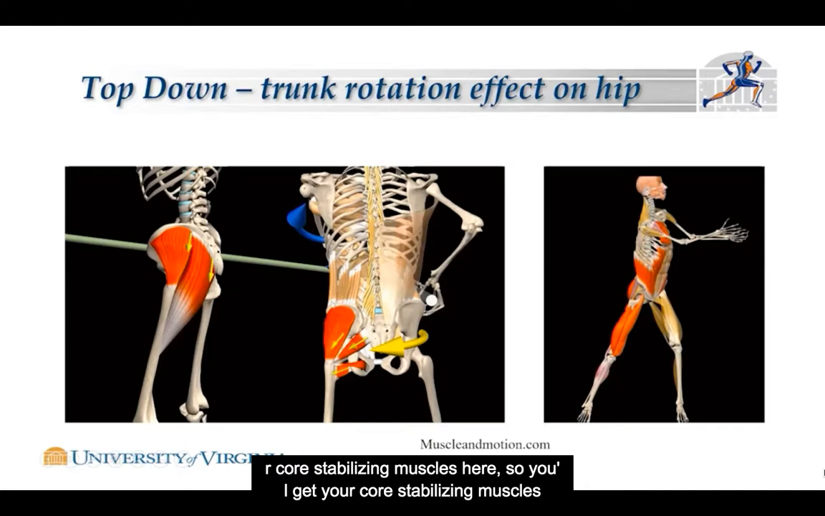So you'll get your core stabilizing muscles in there, your quadratus lumborum coming off there. You're going to get your obliques here. You're going to get your glutes. So when you get that pelvic rotation, you're going to get all these muscles involved in there. You're going to get your hip rotator cuff muscles involved with that.